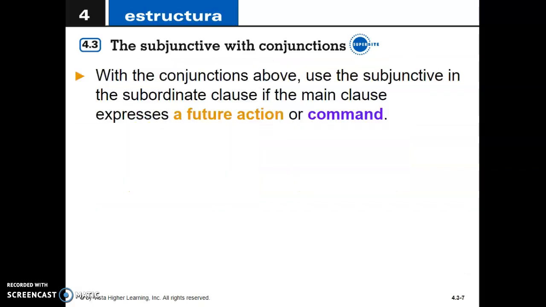So, with those 5 on that last slide, use the subjunctive in the subordinate clause if the main clause, so the first part of the sentence, expresses a future action or a command. And if you really think about it, it kind of makes sense because a future action is not certain. It's not set in stone. A command, same thing. If I boss you around, drill sergeant, you may or may not follow through the action. I can't control that. It may or may not happen the way the speaker hopes.